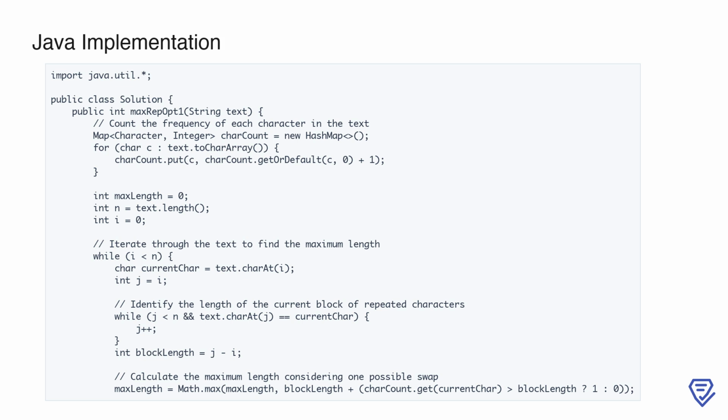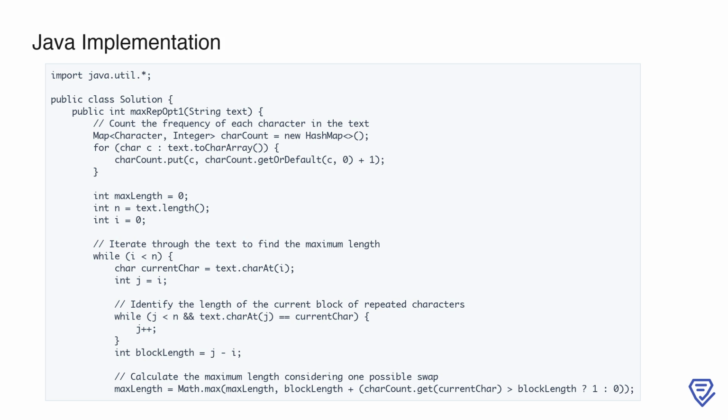The while loop begins our iteration, where we evaluate each block of consecutive repeated characters. Inside the loop, we identify the character at the current position, then use another variable, j, to find the extent of this block by checking how far the current character repeats consecutively. The difference between j and i gives us the length of this block. Once we know the block length, we calculate the potential maximum length by considering whether we can swap one additional occurrence of this character from elsewhere in the string.